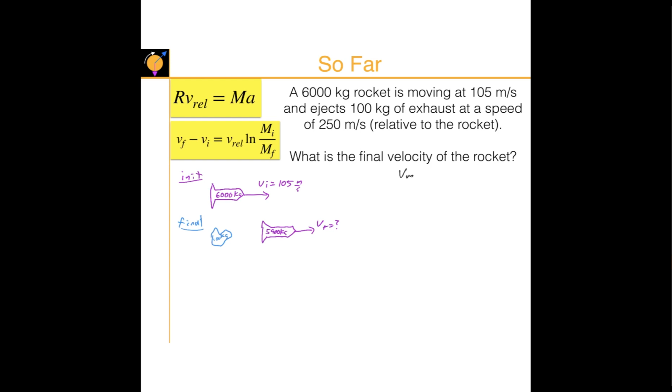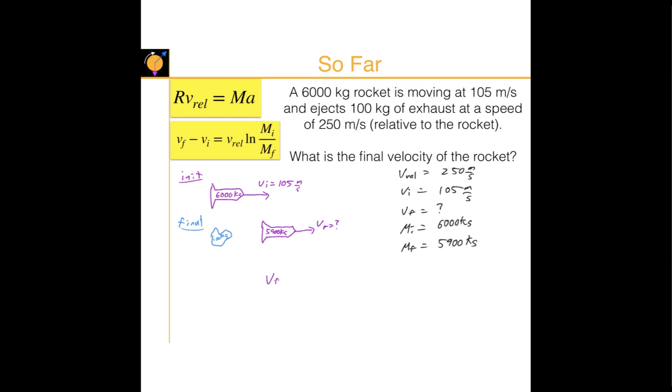So V relative is given as 250 meters per second. V initial is 105 meters per second. V final is unknown. Mass initial is 6,000 kilograms, and mass final is 6,000 minus the ejected fuel, so 5,900 kilograms. So we can use all that to calculate the V final.